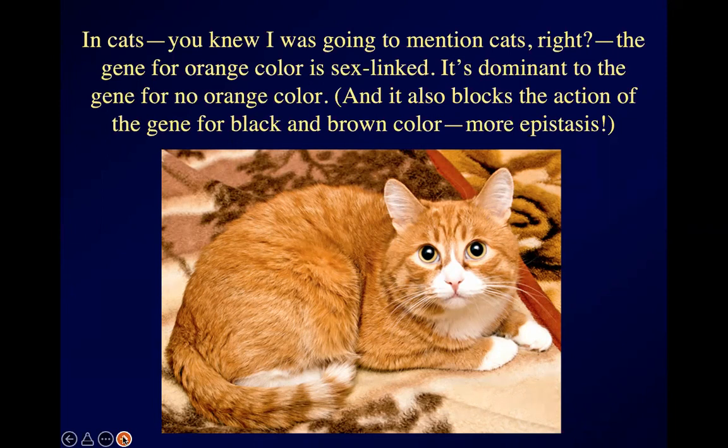Here's a kitty cat example that I have to mention because, you know, I have to mention kitty cats. The gene for orange color is sex-linked, and it's dominant to the gene for not having orange color. Orange is dominant to no orange. Incidentally, if an orange gene is present, that orange gene will block the appearance of the gene for black or brown color. That's more epistasis. Remember, we can have one gene that modifies or even blocks the effects of another gene.